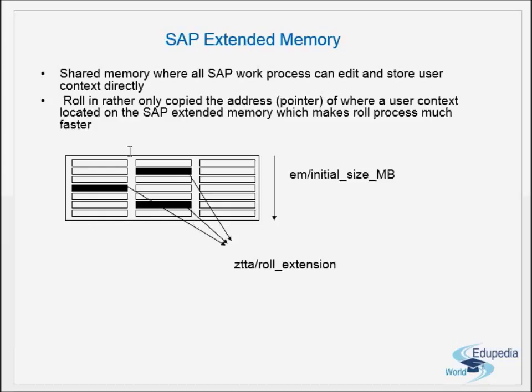So a roll-in means the work process has to get the information from the extended memory to its own local roll area. Here pointers are used, so it brings that pointer, and that pointer points to the user context in the SAP Extended Memory. It's not the roll area, it's the user context in the SAP Extended Memory.